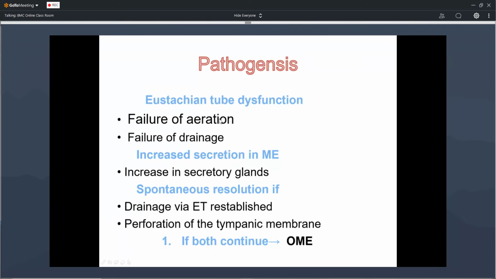Just now I told you about failure of aeration of the middle ear and failure of drainage of secretions from the middle ear cavity, that is because of eustachian tubal dysfunction and increased secretions in the middle ear cavity. It may be because of infection or allergy. If you give the treatment, the symptoms may resolve spontaneously. The treatment means you have to ask the patient to do repeated Valsalva maneuver.